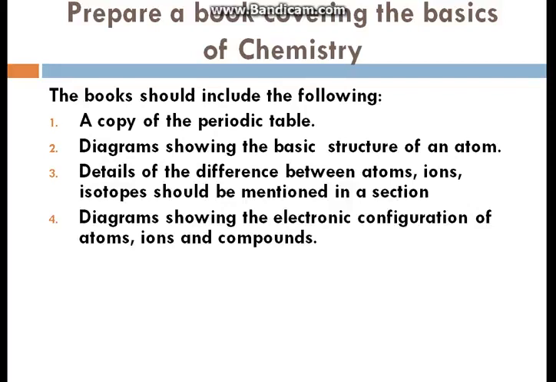Next, draw a diagram showing the electronic configuration of atoms, ions and compounds. You must know the number of electrons that can be occupied in a given shell. The word compounds tells you that whenever you have to draw an ionic compound or a covalent compound, you need to draw the correct structure, the correct electronic configuration of the compounds. So drawing diagrams is very essential.